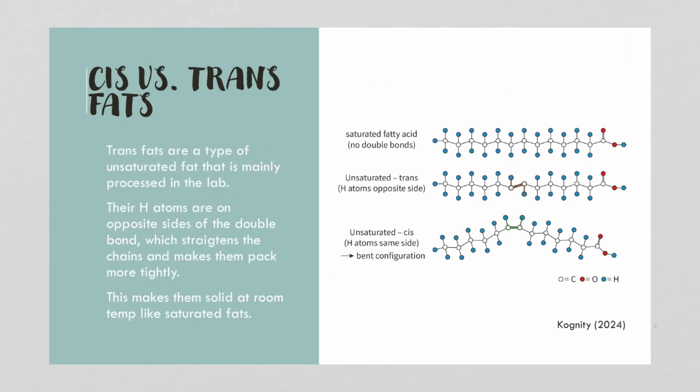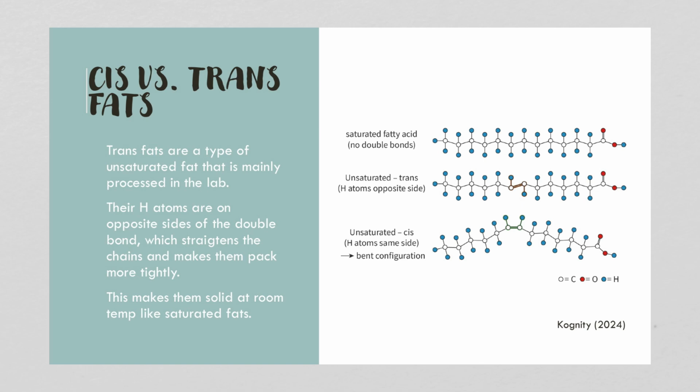Now, trans fats are a type of unsaturated fat that is mainly processed in the lab. Their hydrogen atoms are on opposite sides of the double bond, and that will straighten out the chain again and make them pack more tightly and make them solid at room temperature, just like saturated fats.